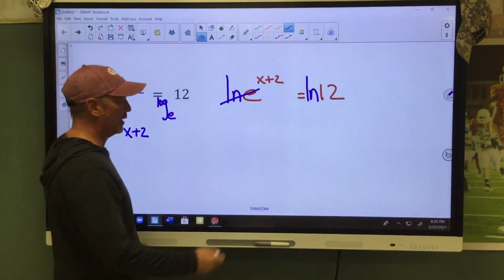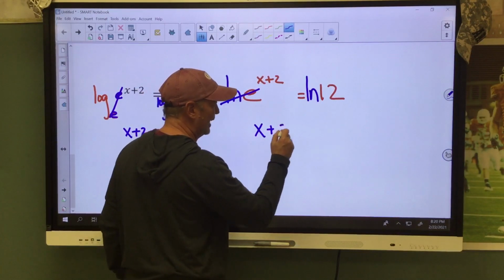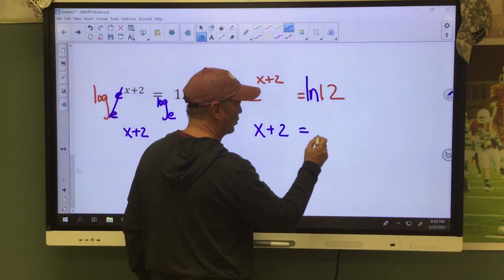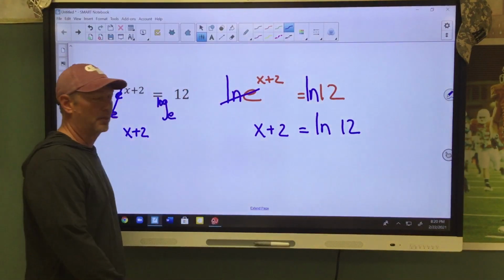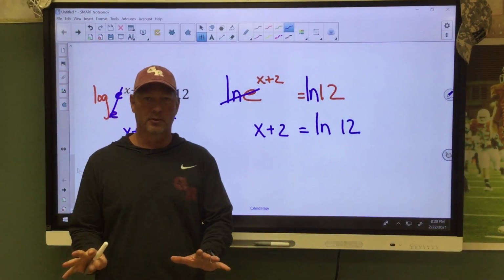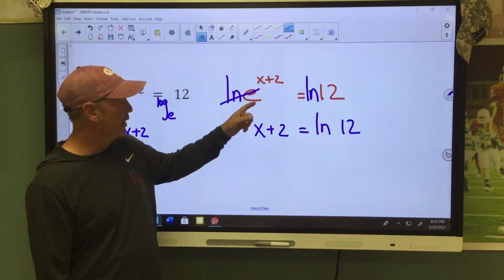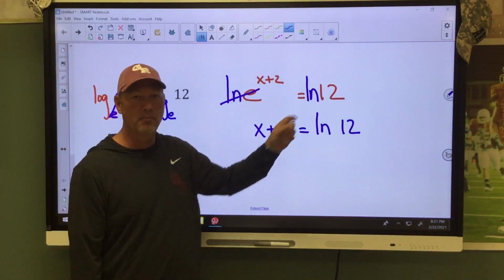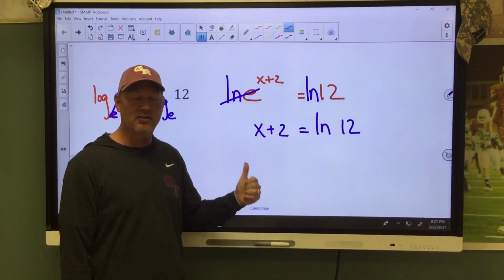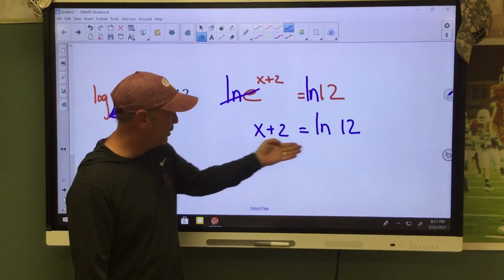And then whatever your exponent will drop down, and you're going to get x plus 2 equals the natural log of 12. Long story short, when you're trying to solve equations with your e, you're going to take the natural log to both sides to make the e cancel or disappear. Got it?